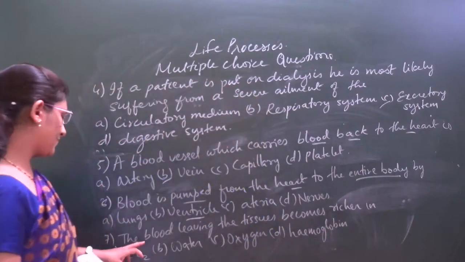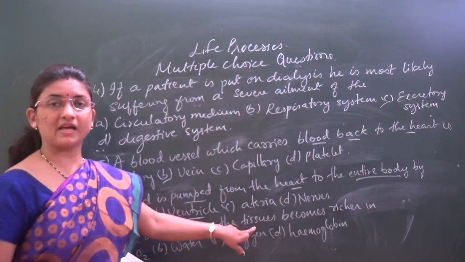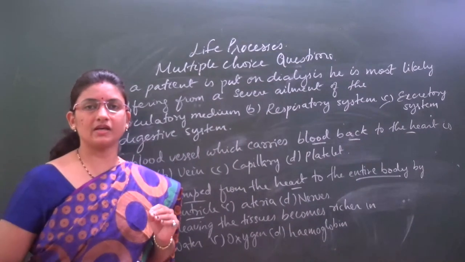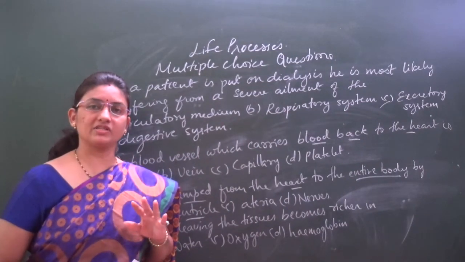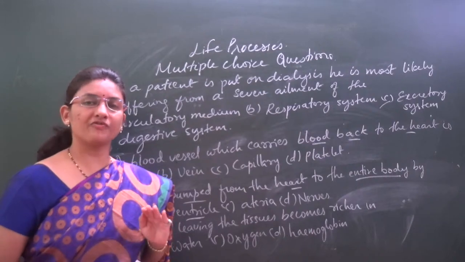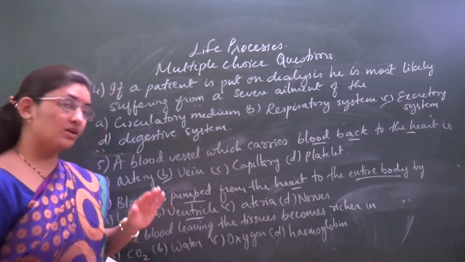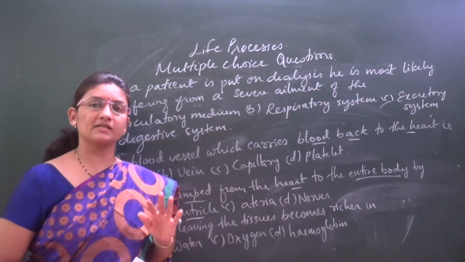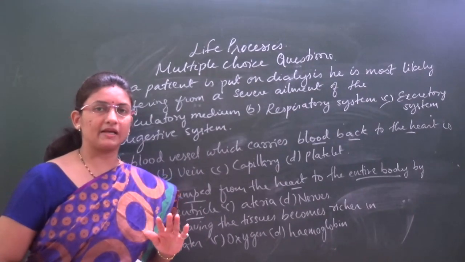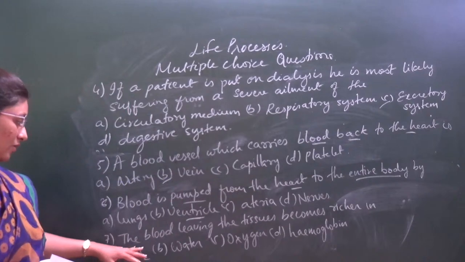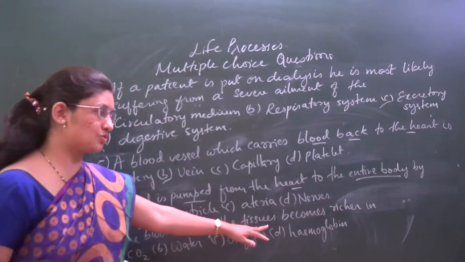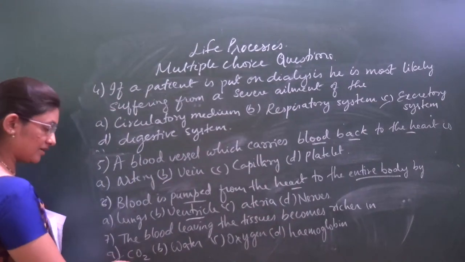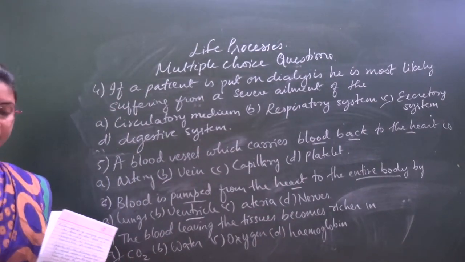What the question is, the blood leaving the tissues. That means when the oxygenated blood has been taken up to the cells, cellular activities are carried out, and the waste in the form of carbon dioxide is released into the blood. So when the blood is leaving from the cells, it is carrying carbon dioxide as a waste. So the blood leaving the tissues becomes richer in option A, carbon dioxide. That should be your answer.